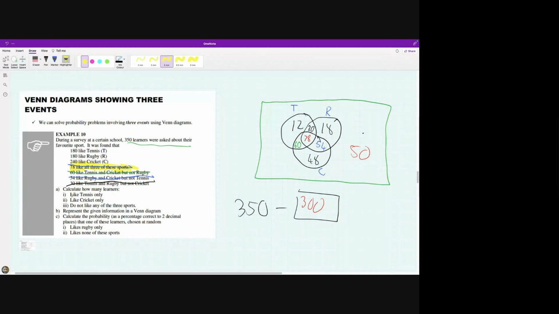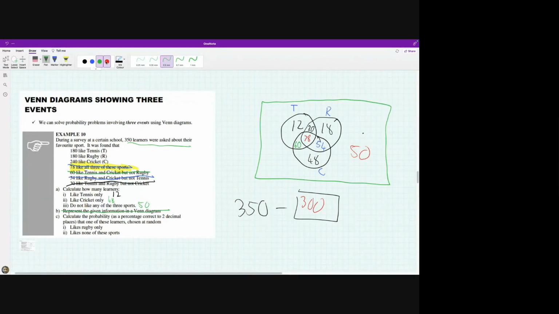You need to work out, okay, we've got this already. How many learners like tennis only? Well, I go to tennis and I see it is 12. How many learners like cricket only? It's 48, because if I was here, these learners like other sports. And how many learners do not like any of the three sports? It's going to be 50. Okay, we've already done our Venn diagram, so no problems there.